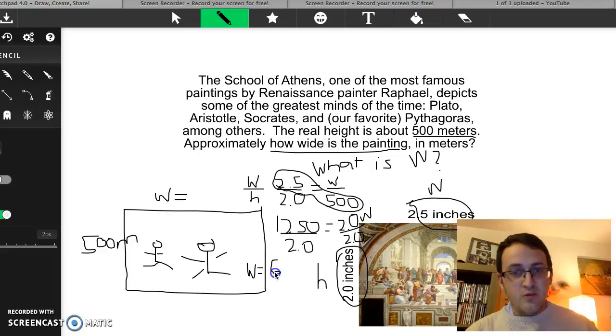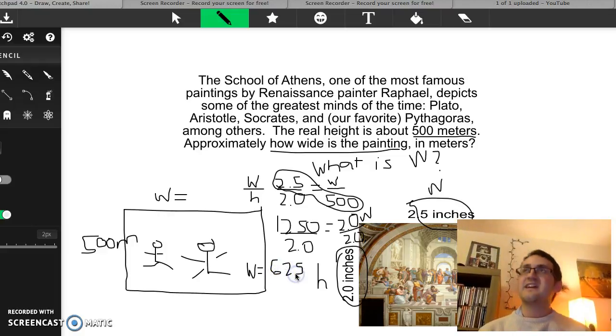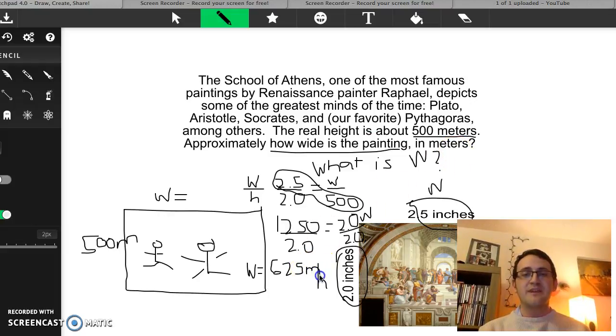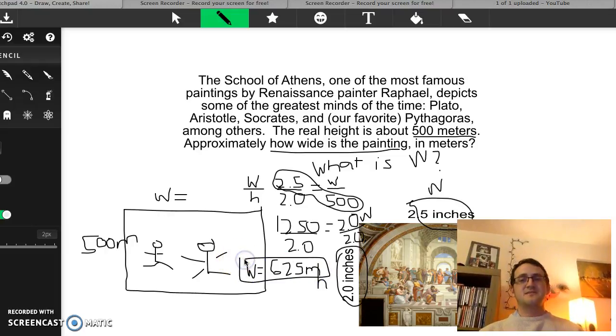Now, please be aware that if I just stop there, that's a 3.5 out of 4, so we need to be doing something that would make your science teachers happy. So it's asking us, how wide is the painting in meters? So please make sure that you put units at the end. So I'm going to put meters, and I'll box my final answer, and there we have it.